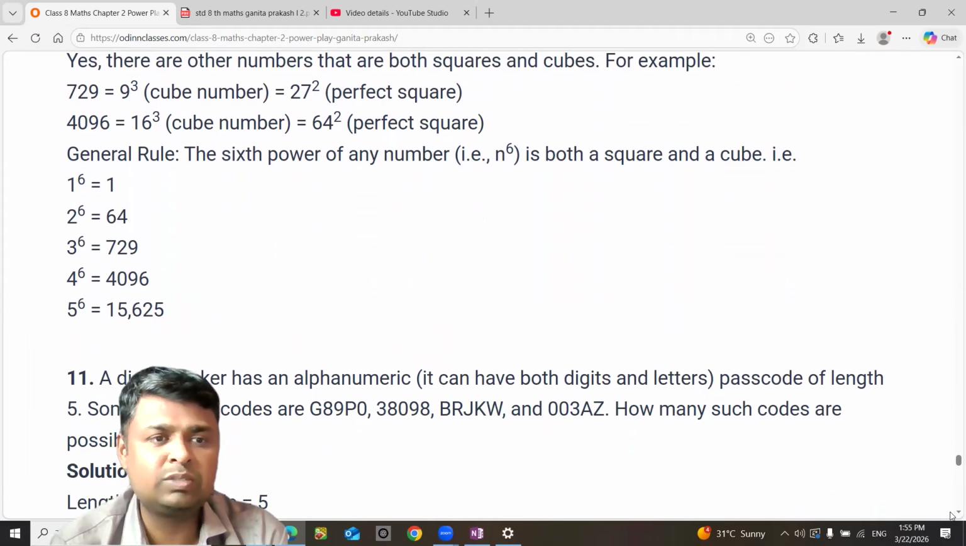That is 1 raised to 6 is 1, 2 raised to 6 is 64, 3 raised to 6 is 729. It is a square also and a cube also. Perfect square and perfect cube. Cube number also and perfect square.